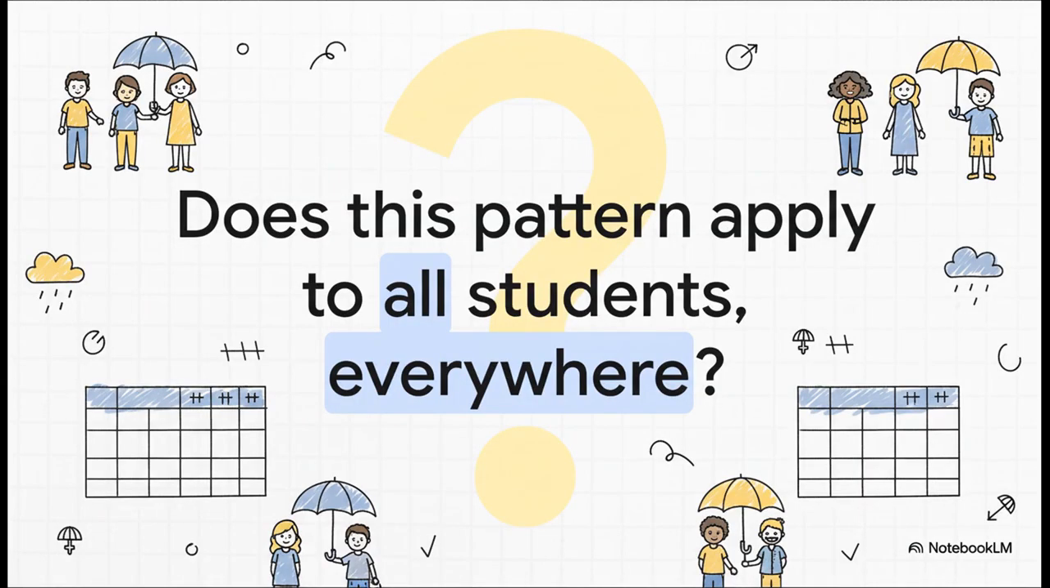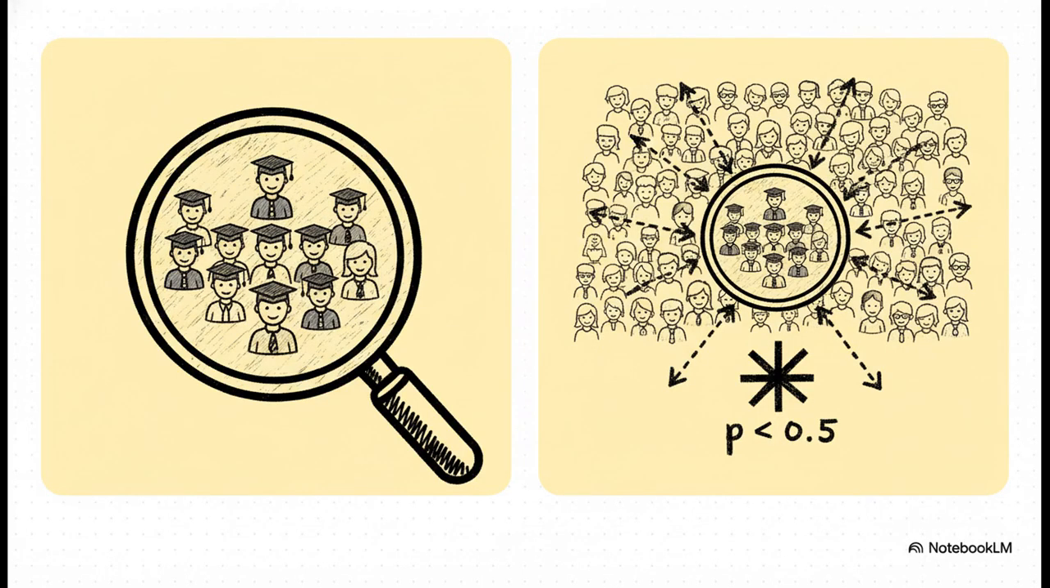The pattern we saw in that classroom, does that mean it's true for all students everywhere? Can we take what we learned from our tiny group and say it applies to everyone? And the answer is no. The contingency table all by itself can't tell us that. Remember, it only describes our little group. If we want to make that big leap to say something about the whole population, we need a different tool, something like a chi-square test.